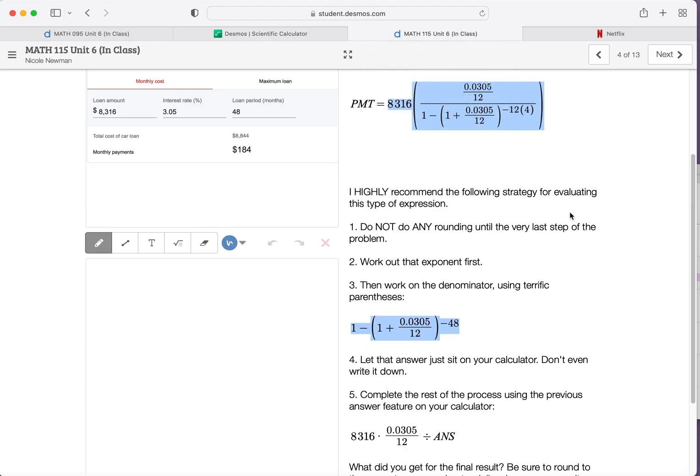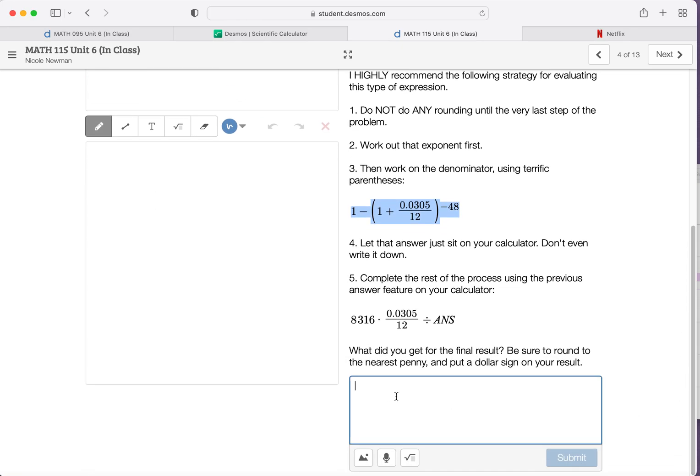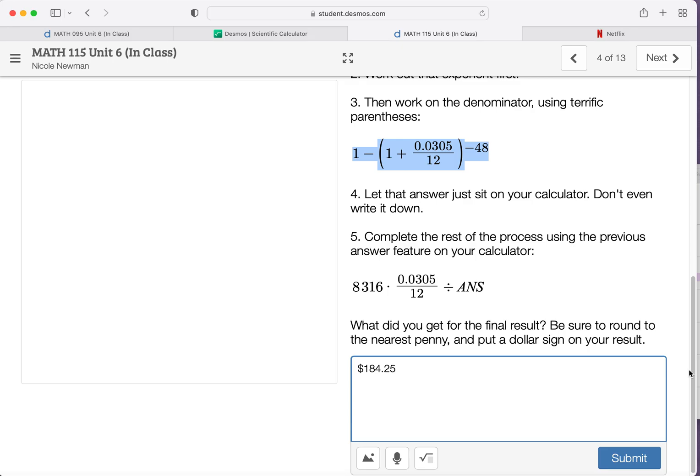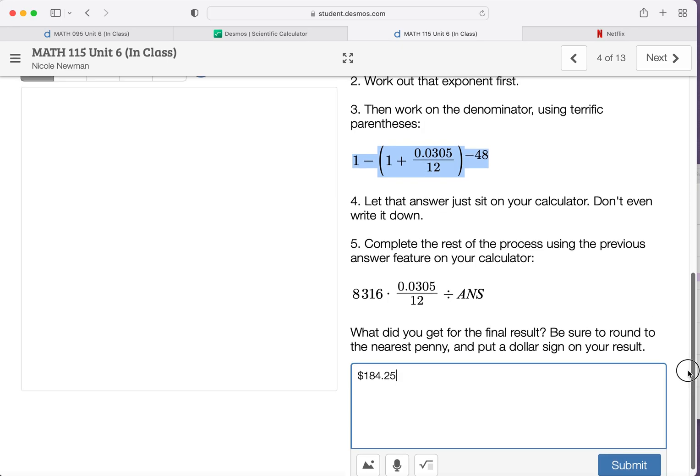So let me come back to the Desmos activity. $184.25. The online calculator said $184. Let me make it a little bigger. So we're pretty close to what they got. They probably rounded to the nearest whole dollar. I think this one is done.